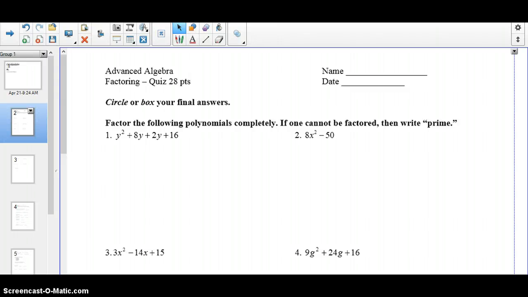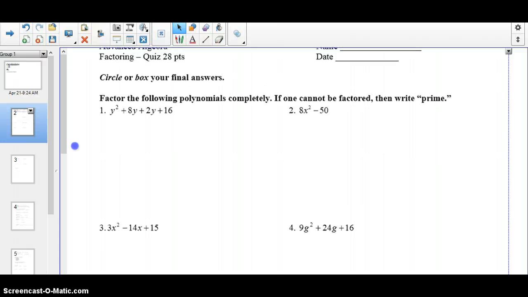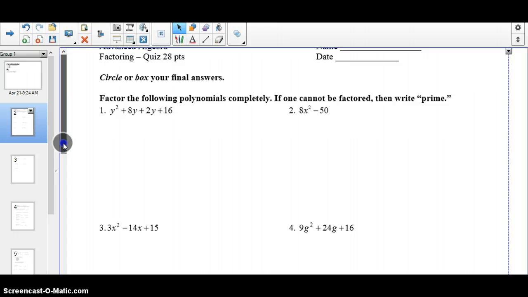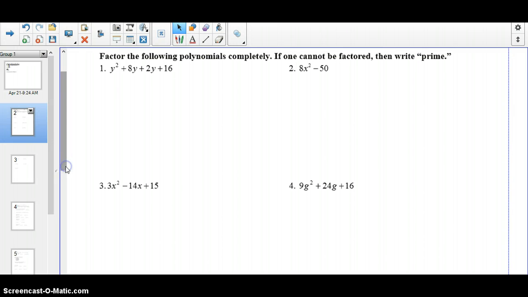All right, we're going to do a couple factoring problems just to get you ready for the test. Okay, so you have this factoring quiz. It's a practice quiz. Let's look at number 2 first. We're going to do number 2. We're going to do 2 through 6.